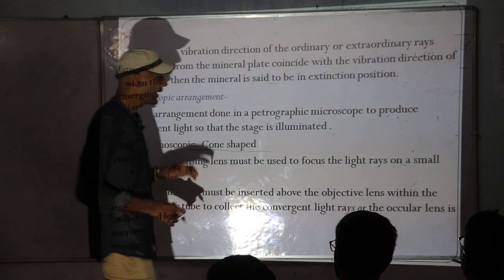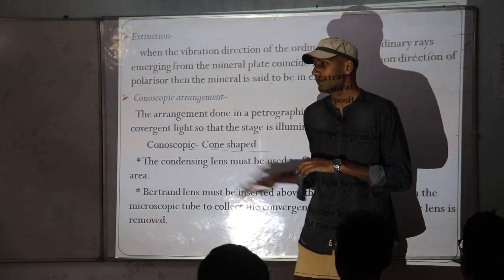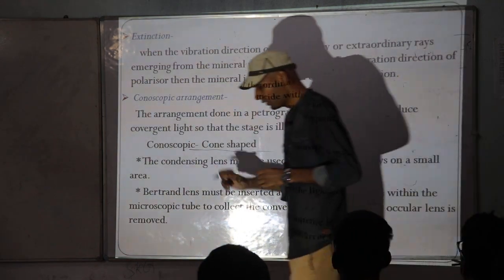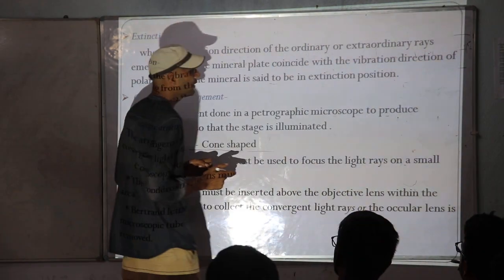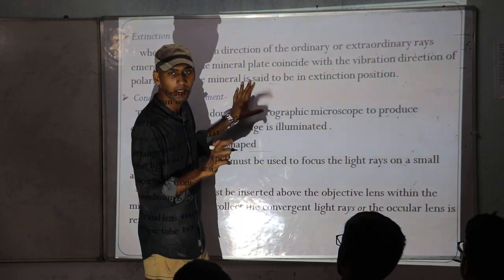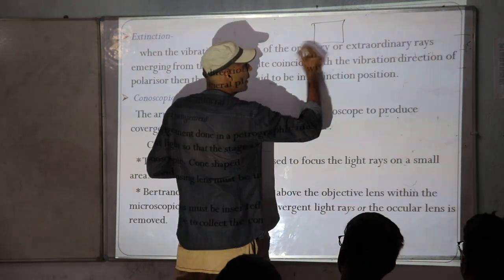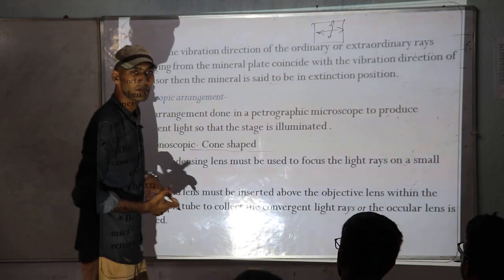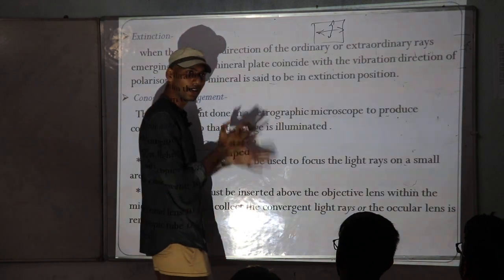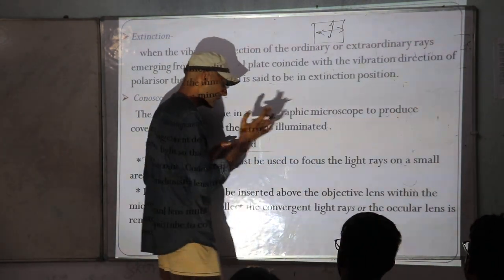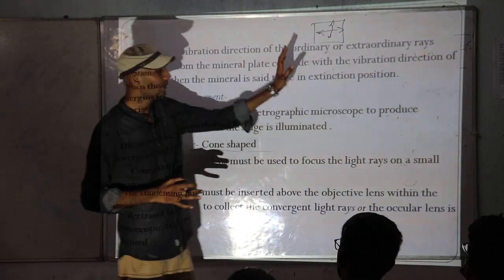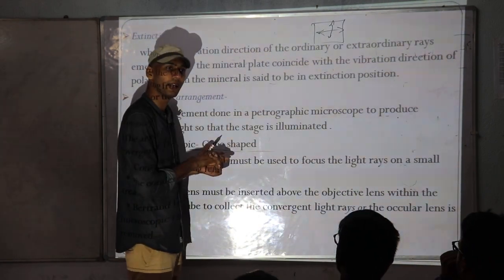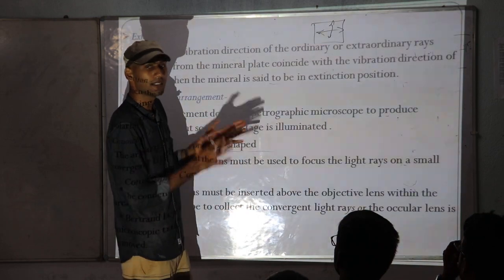Then conoscopic arrangement. So what is conoscopic arrangement? Again, let me first define extinction. I have told the mineral has two vibration directions, one fast and one slow. Whether it is ordinary or extraordinary, whether it is uniaxial or biaxial, one will be fast and one will be slow. For uniaxial we define ordinary and extraordinary, for biaxial we define fast and slow.